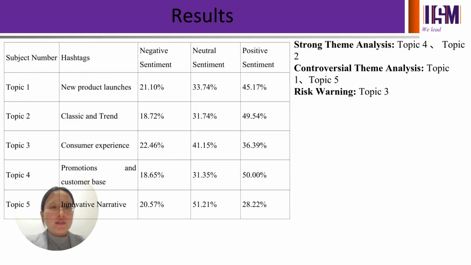This table shows the sentiment distribution for each Nike topic, revealing advantages, weaknesses, and risks. Topic 4 is the most positive, showing customers like discounted goods. Topic 2 also shows very high positive sentiment, suggesting customers prefer Nike's classical styles. Topic 1, the most discussed topic, has mixed sentiment, strongly expressing customer disappointment with Nike's new product launch. Topic 3 has the highest negative sentiment, indicating areas for improvement in Nike's customer experience.